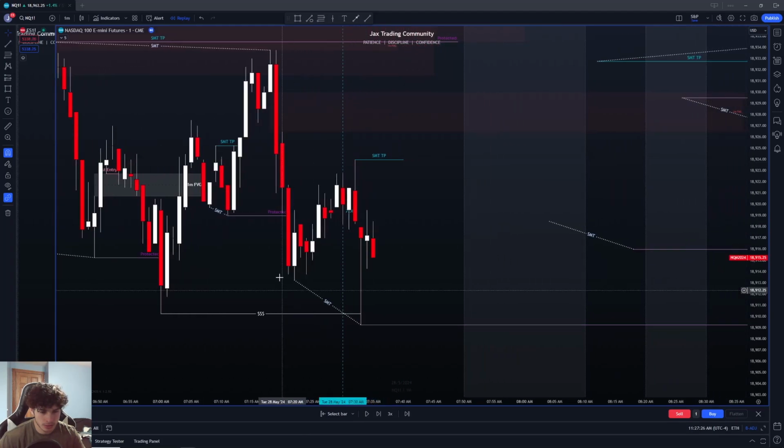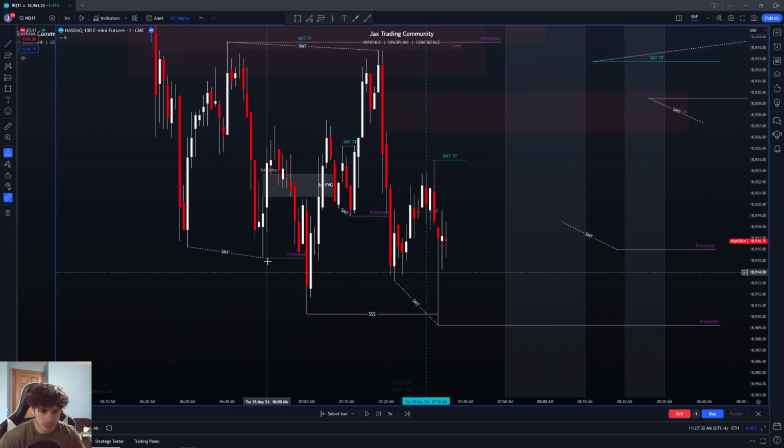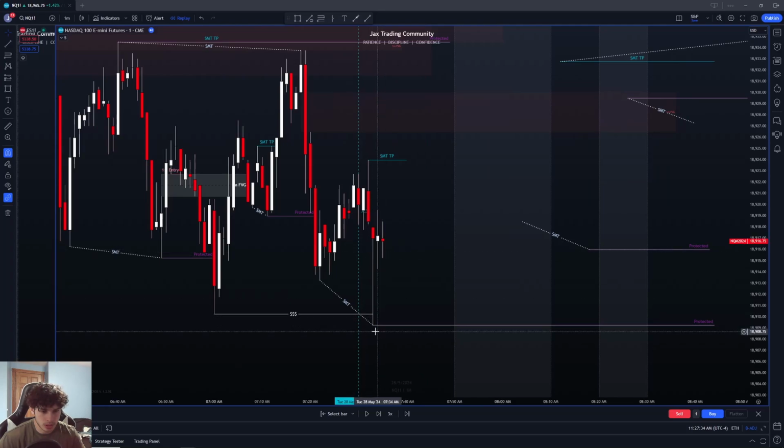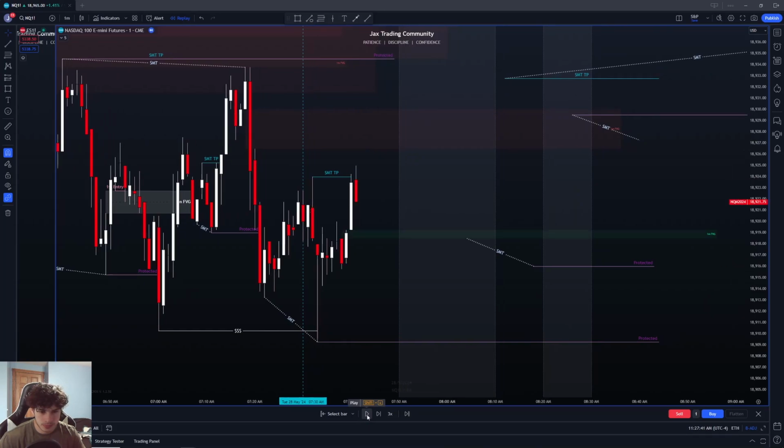Just sort of consolidating here. We come down, take this low right here. That forms an SMT. So this is a little more probable. Instead of just an SMT here, we actually come down, sweep a low, have rejection off, and form an SMT. So there's really no opportunity for an entry here.